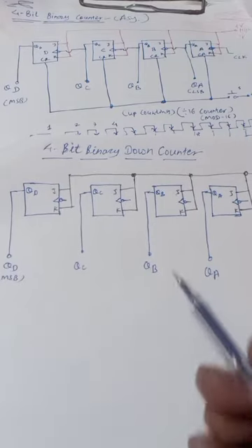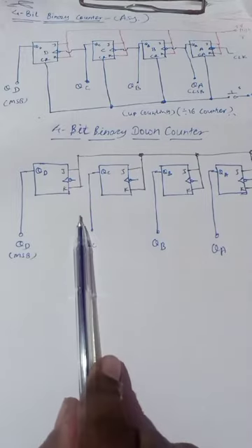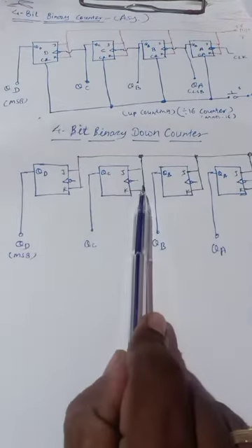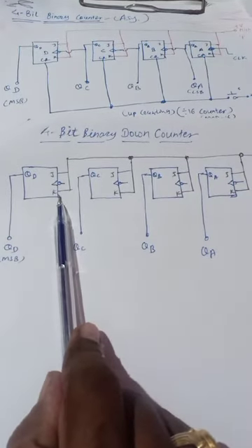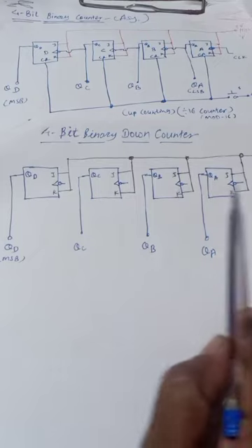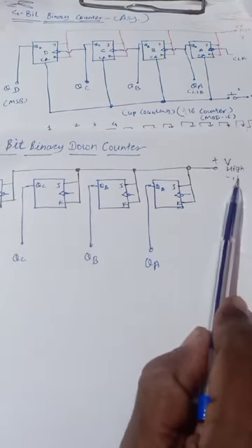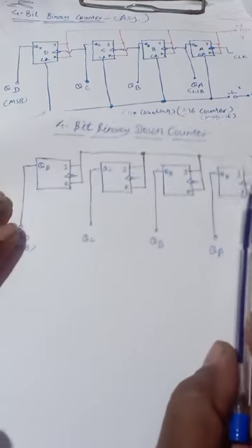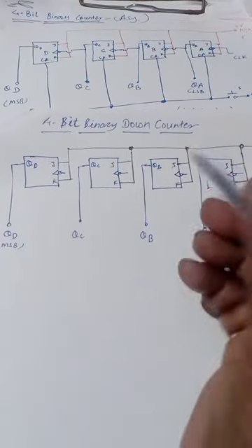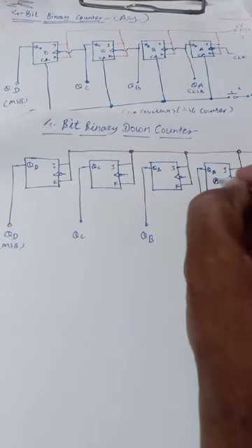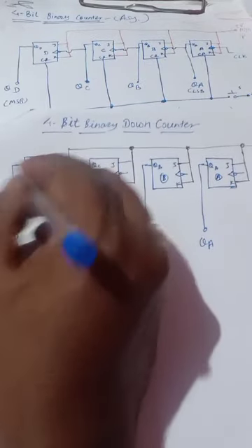Okay, so see here, this connection is a little bit the same. So what is the similarity between this up counter and down counter? All the JK flip flops are operated in toggle mode. So it's similar here, all the JK inputs are connected to plus V, high or logic level 1 state, so that when J equal to K equal to 1, all the flip flops go into toggle condition. So this is the A flip flop, B, C, and D flip flop.